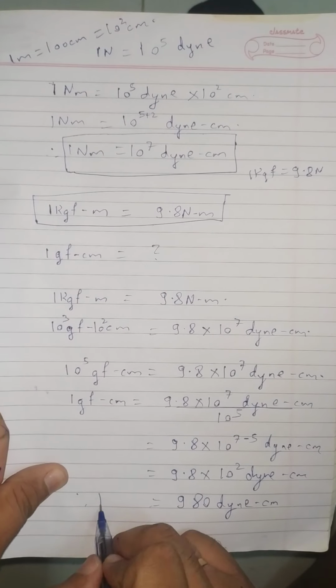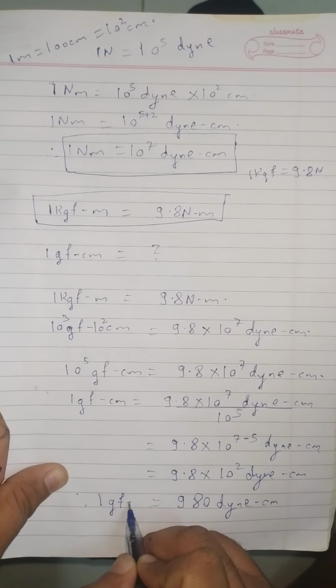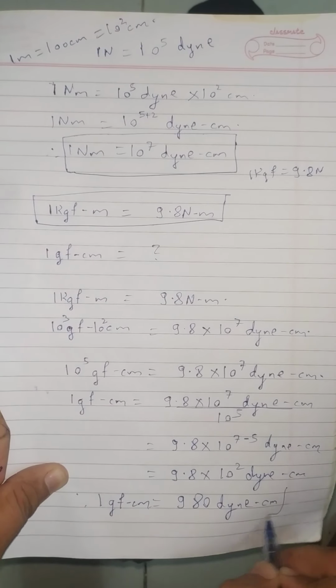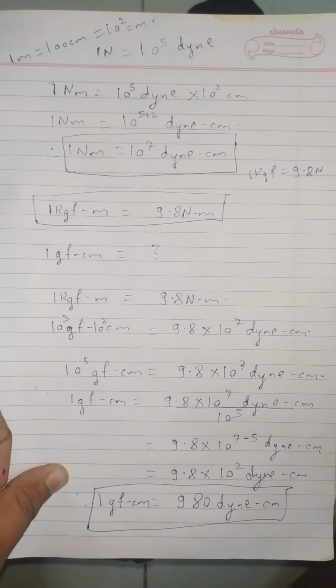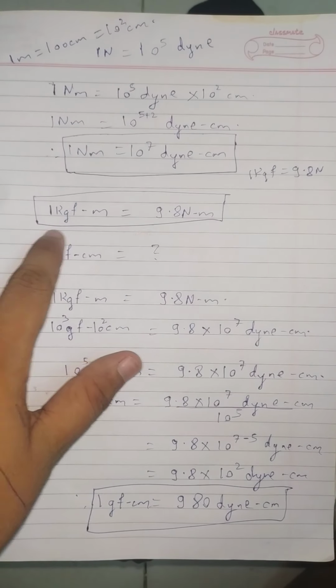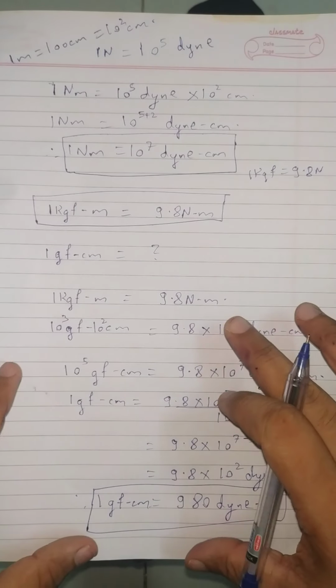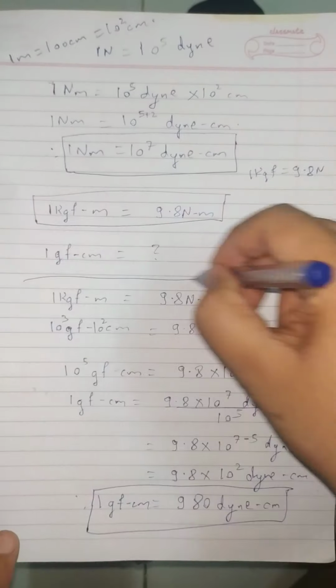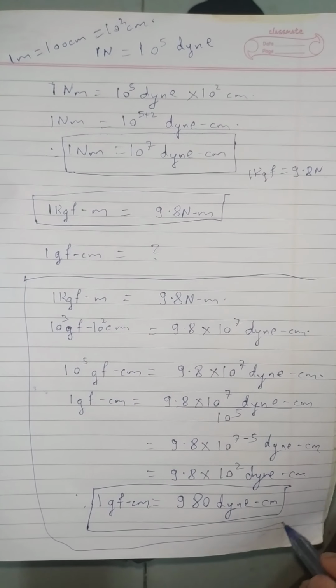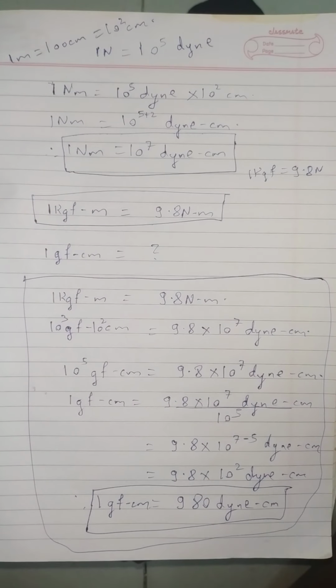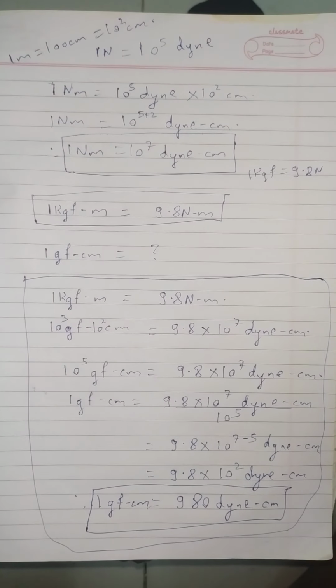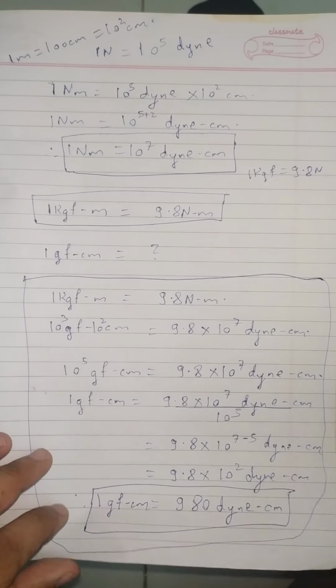So 1 gram force centimeter consists of 980 dyne centimeter, and 1 kgf meter consists of 9.8 Newton meter. Okay, so this is a very important conversion students. Please, you have to do the writing practice of this conversion, because it comes in the exam for 3 to 4 marks. Okay, so this was all about the moment of a force.